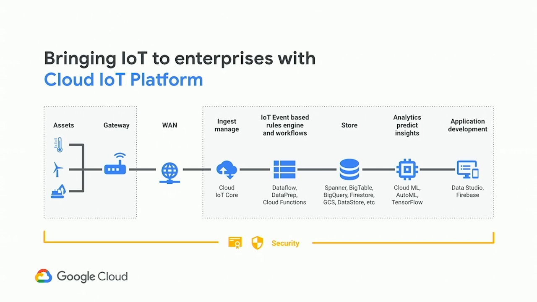So we have different products: Dataflow, Dataprep. You can do Cloud Functions for rules, so if you want to trigger off certain rules based on different events, you can do that. And you can store that in different kinds of databases, whether it's a time series database or a SQL database. Depending on the type of database, there are multiple choices. But ultimately, what you're trying to do is either display in real time what's going on, or, as you start to use AI and machine learning, start to predict.